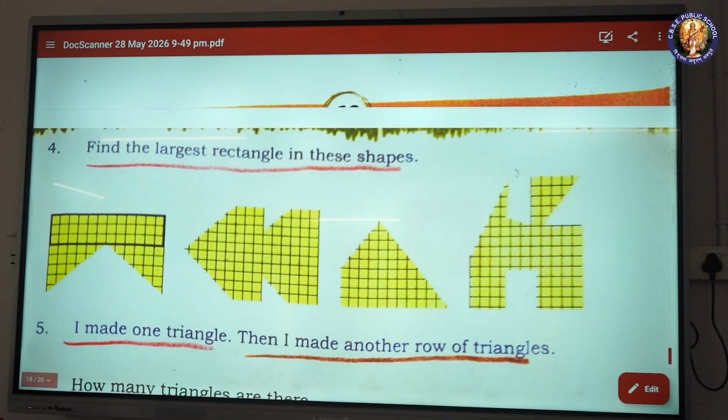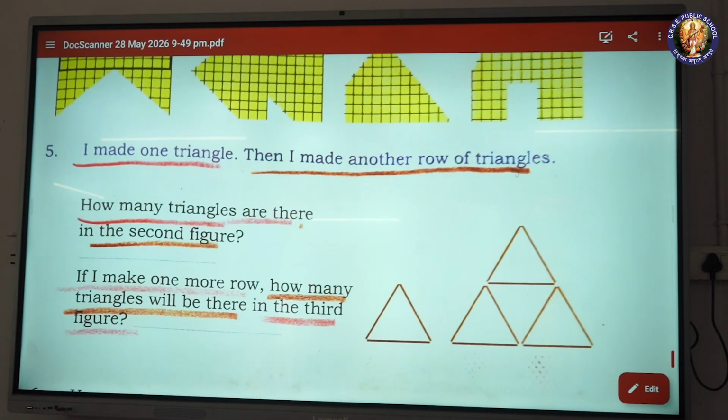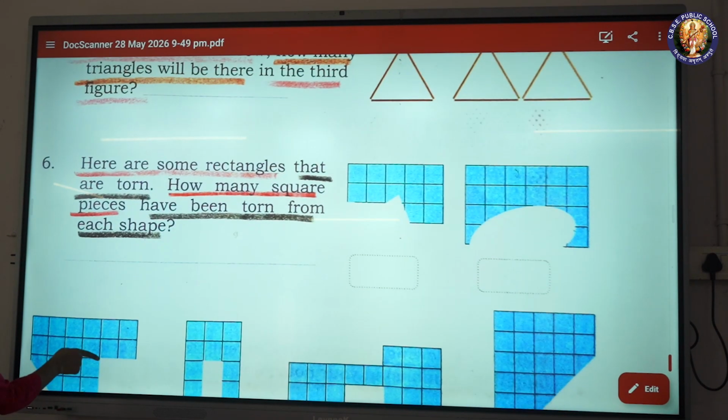4. Find the largest rectangle in these shapes. 5. I made one triangle. Then I made another row of triangles. How many triangles are there in the second figure? If I make one more row, how many triangles will there be in the third figure?